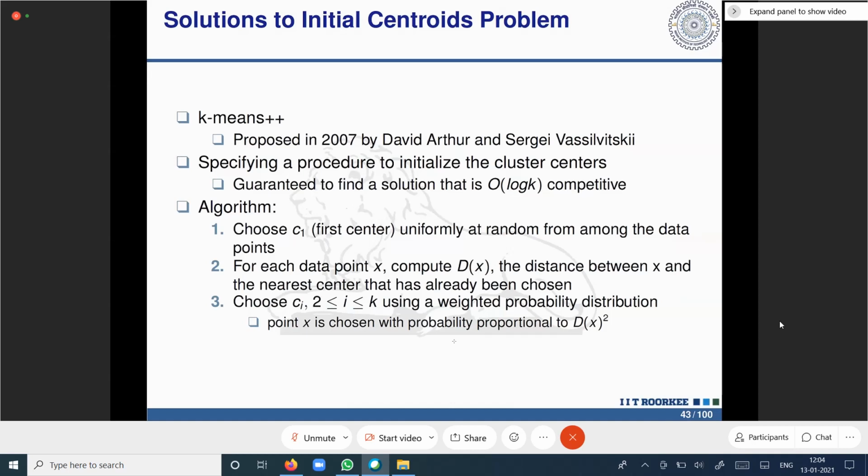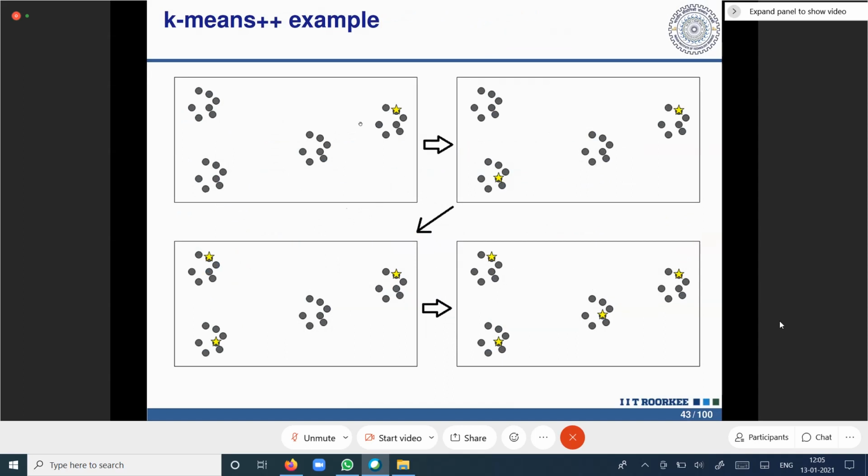And then we choose the one which has probability proportional to dx square, right? So we try to choose the point which is at a farther distance from that. In this way, we try to find points which are kind of evenly distributed among the data set so that they may converge to the natural clusters.